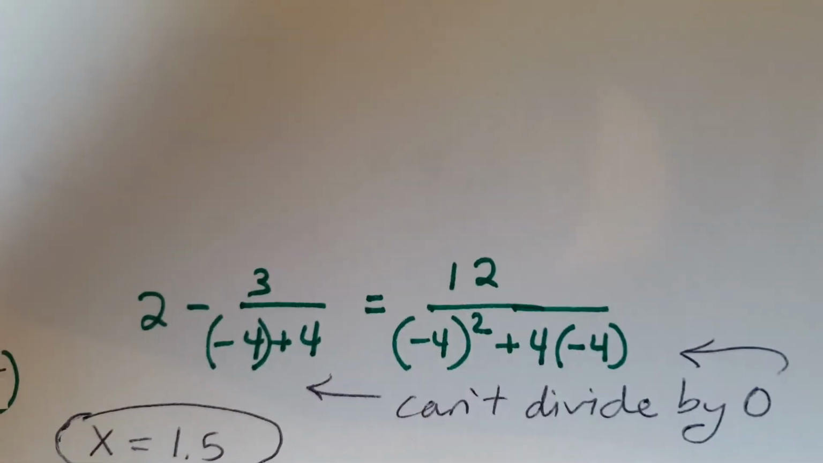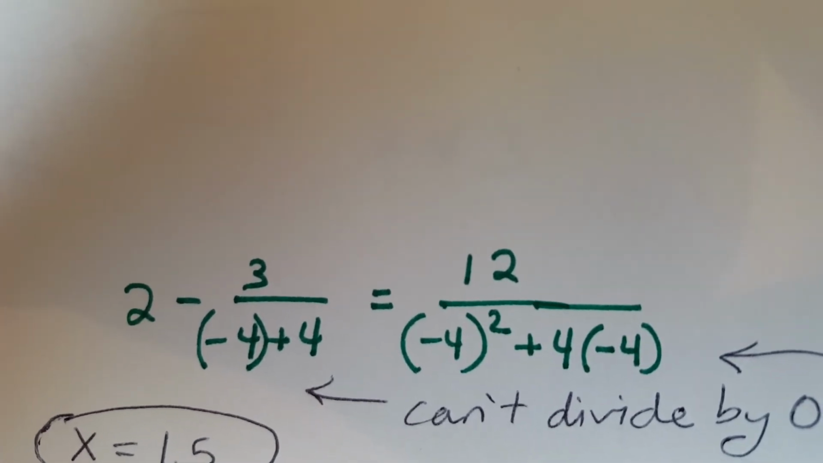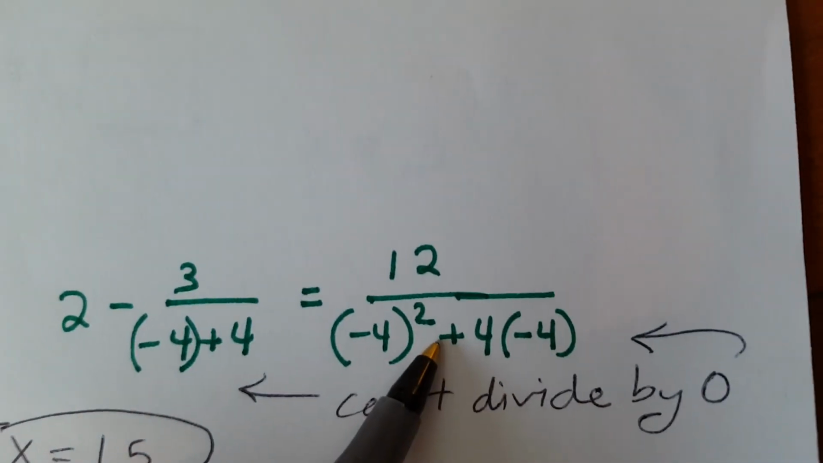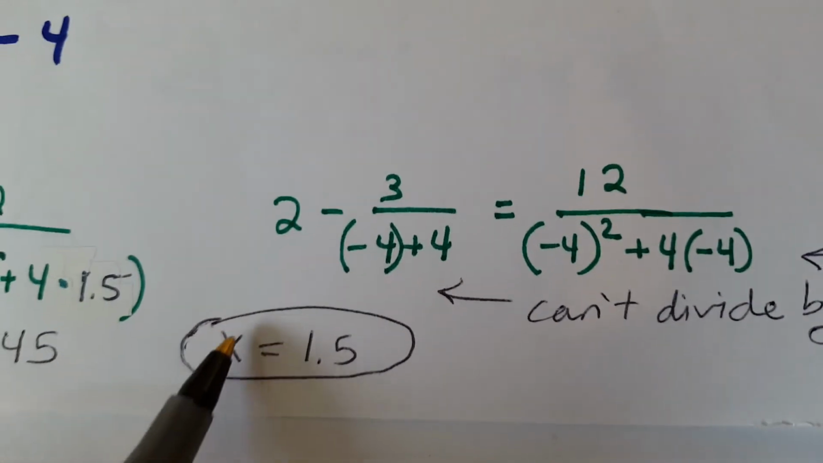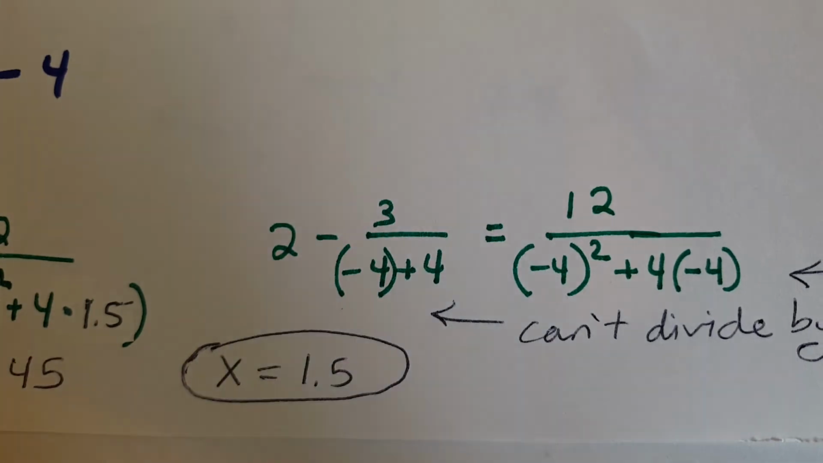If I plug in negative 4, let's get this focused here. You have an issue. Right away on the left side, I realize I have a 0 with negative 4 plus 4. Over here, I'd have the same situation. I need not go any further. That is not an answer. Negative 4 is not. x equals 1.5 is the only answer. All right, let's move along to the last problem.